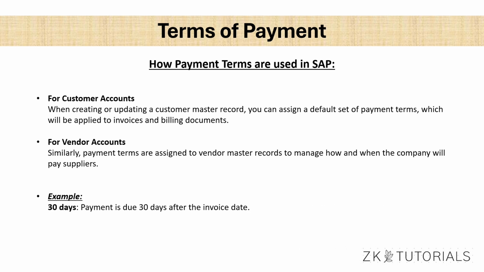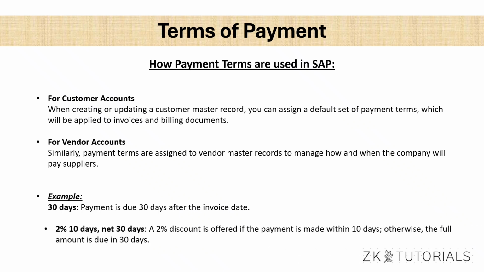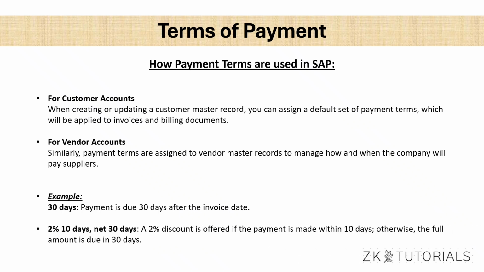That means payment is due 30 days after the invoice date, if we have selected the baseline date as invoice date. And these are the conditions which we offer to the customer, or it could be the vendor also. Even a vendor can offer us this. It will be like 2%, 10 days, net 30 days. The meaning of this is a 2% discount is offered if the payment is made within 10 days.